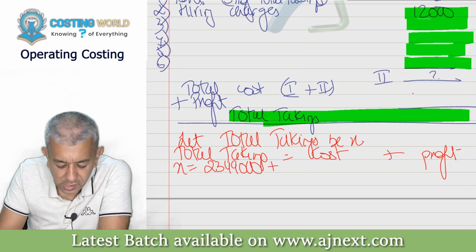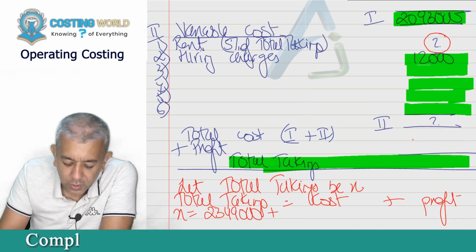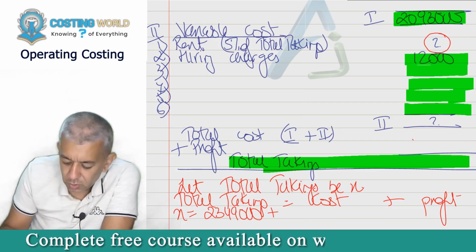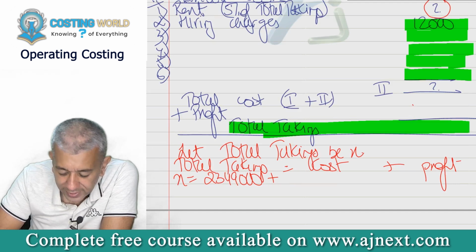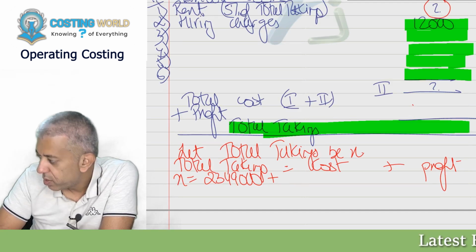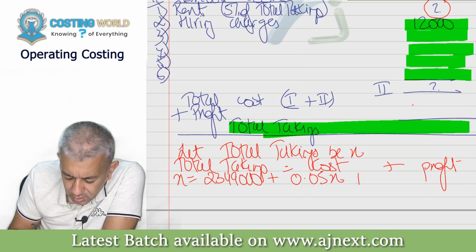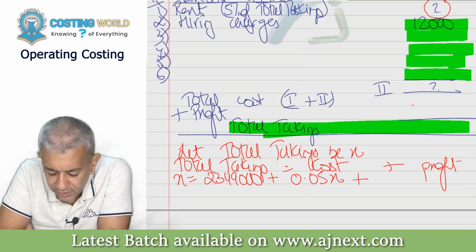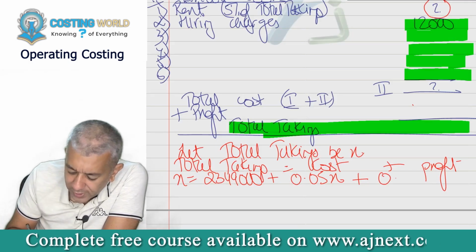But can we say one cost that we have not included is this part, no? So therefore, can you say this will be 5% of total takings? So what should I write down over here? 5% of it, so 0.05x, and profit will be 20% of total takings. Can you say that will be 0.2x, no?